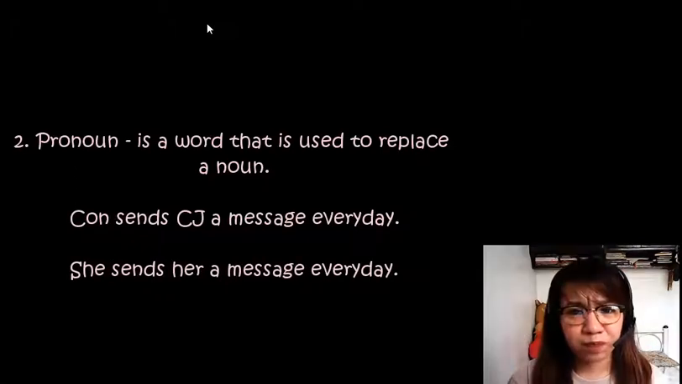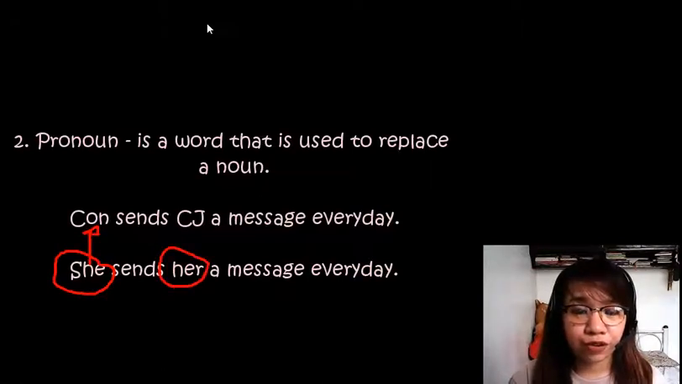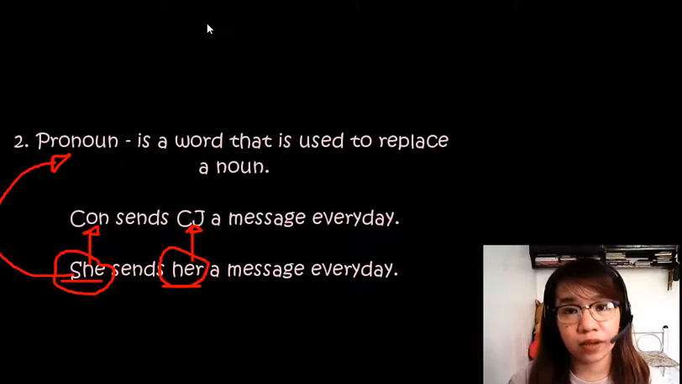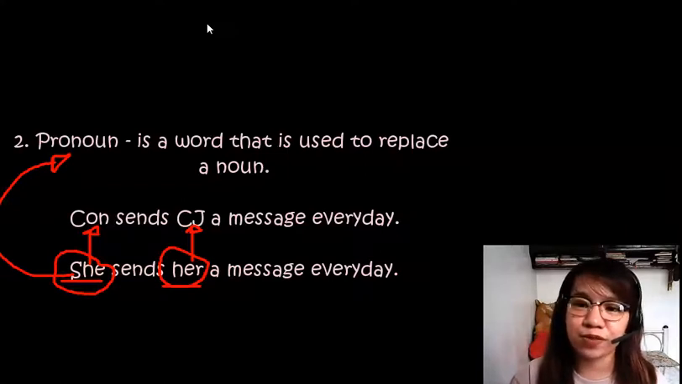In this sentence, we have "she" to replace Con, and we have "her" to replace CJ. So "she" and "her" are both examples of pronouns, and we have different types of pronouns. We are going to learn that again in another video. All right, now let's move on to the next one.